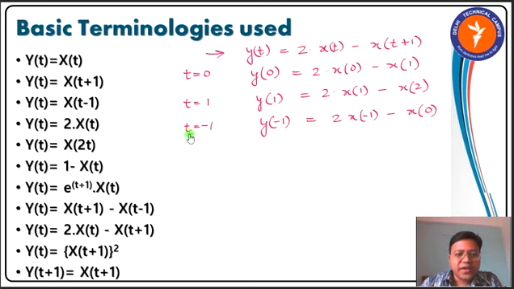So if we are considering the reference instant at t equal to minus 1, then t equal to 0 will be future and t equal to minus 1 will be present. So this says that present output is dependent on present input and future input. So we will comment that this is representing a system where present output is dependent on present input and future input.